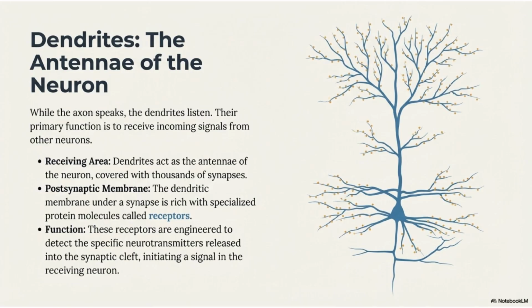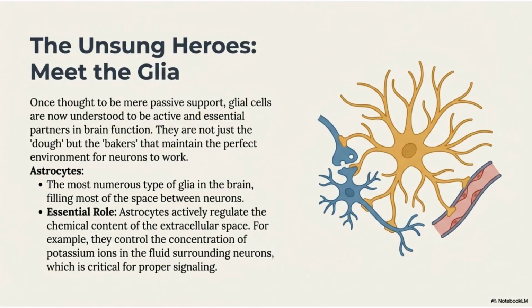Now we turn our attention to the dendrites, the antenna of the neuron. While the axon speaks, the dendrites listen. Their primary function is to receive incoming signals from other neurons. Acting as receiving antennae, they are covered with thousands of synapses. Specifically, the dendritic membrane located under a synapse is rich with specialized protein molecules called receptors. These receptors are engineered to detect specific neurotransmitters released into the synaptic cleft, essentially initiating a new signal in the receiving neuron.